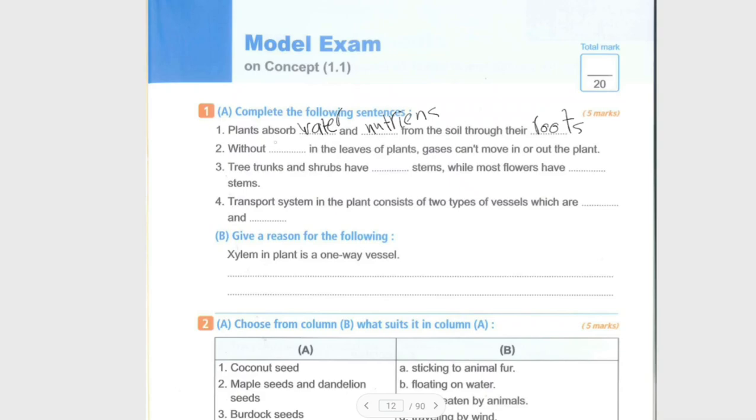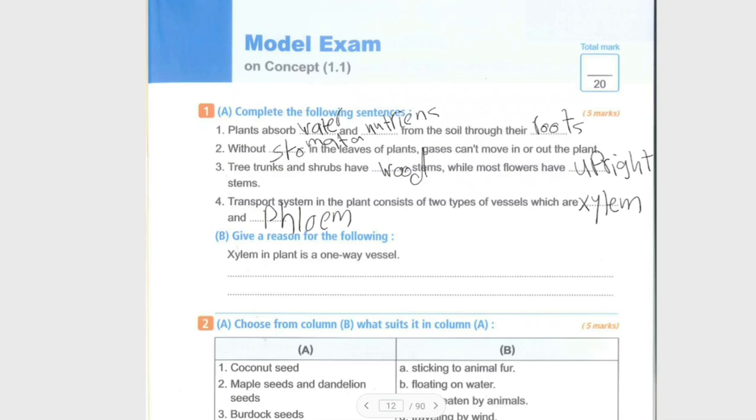Number 2, without stomata in the leaves of plants, gases cannot move in or out of the plants. Number 3, tree trunks and shrubs have wood stems, while most flowers have upright stems. Okay. Number 4, the transport system in the plant consists of 2 types of vessels, which are xylem and phloem.